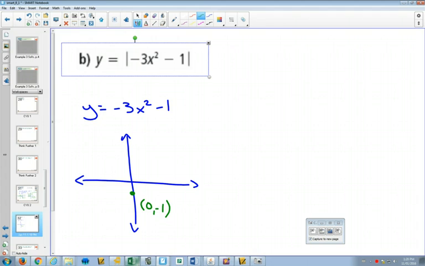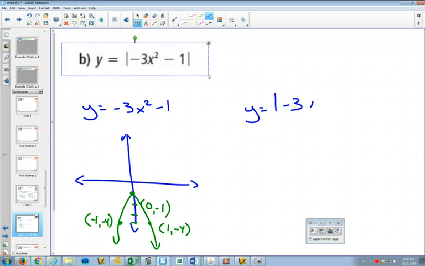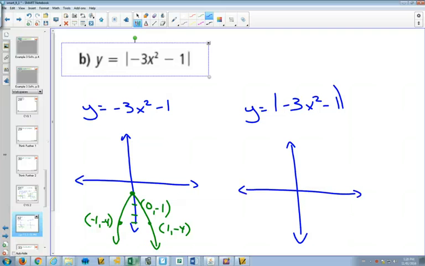And the negative 3 in front means you'll go over 1, down 3. So you'll be at 1, negative 4, and negative 1, negative 4. And that's what your parabola is going to look like. There are no x-intercepts on this one. But when we go to graph, everything that's below is going to get flipped up.